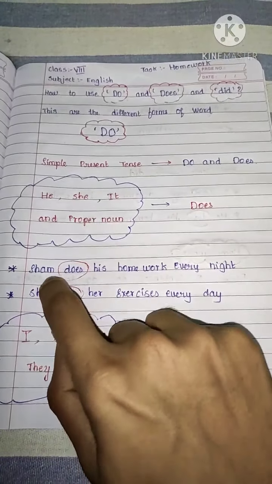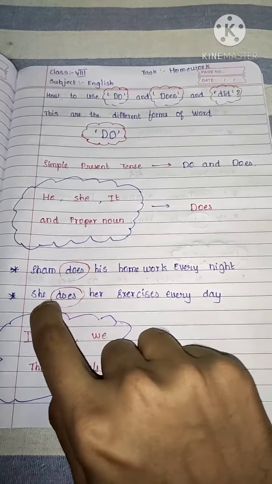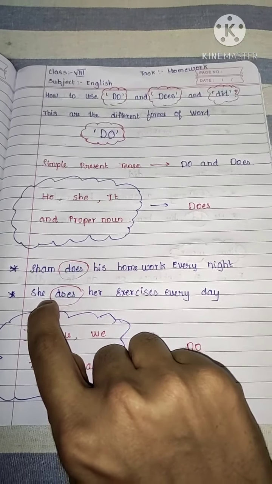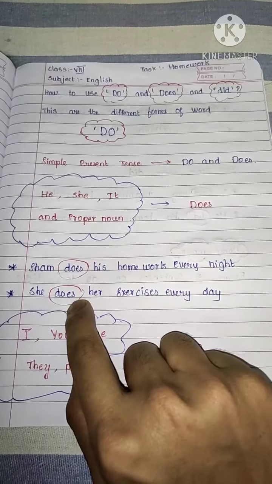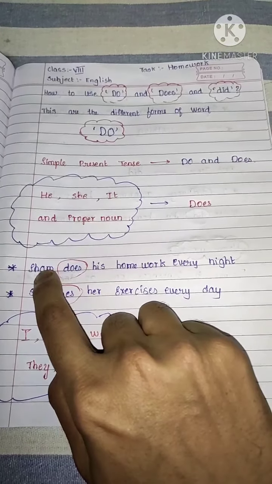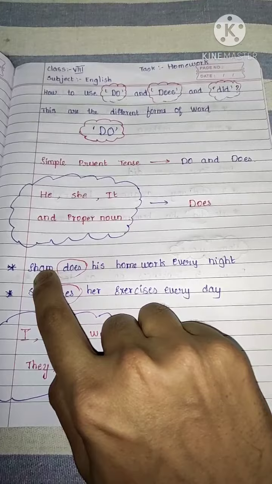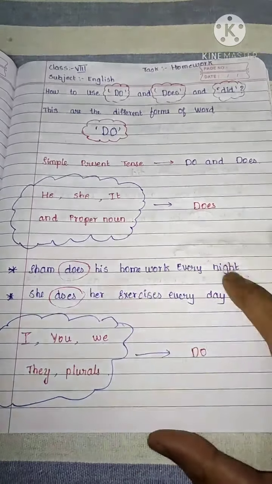You have observed here that a sentence starting with a pronoun like he, she, it is always used with the verb does. Whenever the sentence is starting with a proper noun, you are going to use does.